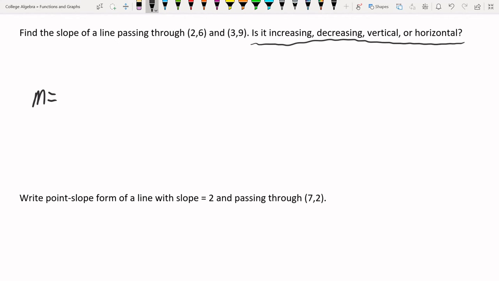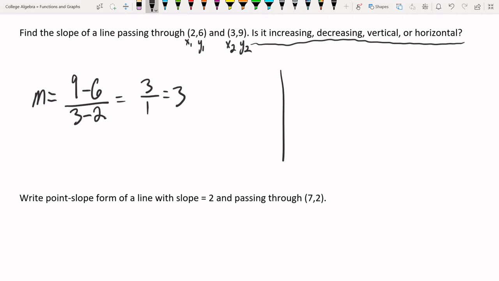So let's use the algebra to find the slope. I'm going to name the first point x1, y1, the second point x2, y2. We're going to go y2 minus y1 over x2 minus x1. That gives me 3 over 1, which is 3. Now, I can graph this. We don't need to graph this. We can actually use the slope information here to answer the second question. But I'll graph it here just to show you what the problem looks like.